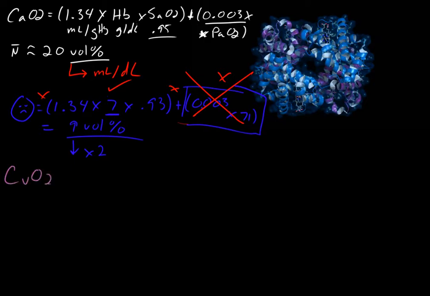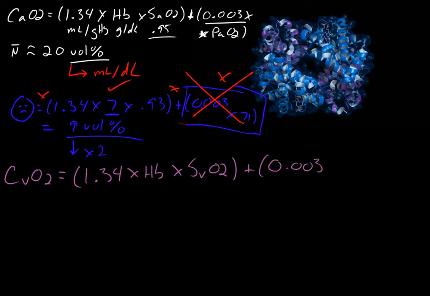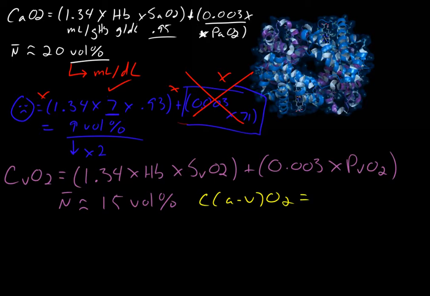The sister calculation for the CaO2 will be the CvO2. We're not going to go into too much detail because it's essentially the same thing, just with venous parameters. So 1.34 times hemoglobin concentration times SvO2 plus 0.003 times PvO2. Okay? The normal value for CvO2 is about 15 volume percent. All right? So what that means is that the difference between the CaO2 and CvO2 normally is 5 volume percent. Makes sense, right? All right, so you might see that as well in some of your tests.